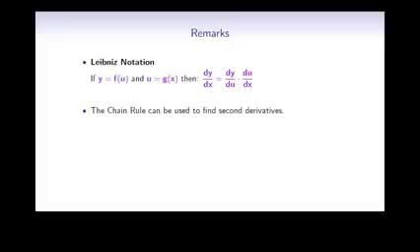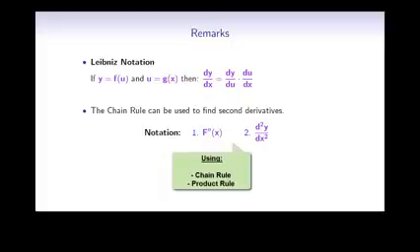Secondly, the chain rule can be used to find second derivatives. And recall that the notation for second derivatives is either f double prime of x or d squared y/dx squared. Since the chain rule says the derivative of a composite function is the derivative of the outermost function times the derivative of the innermost function, when computing the second derivative of a composite function, you will need to use the chain rule along with the product rule.